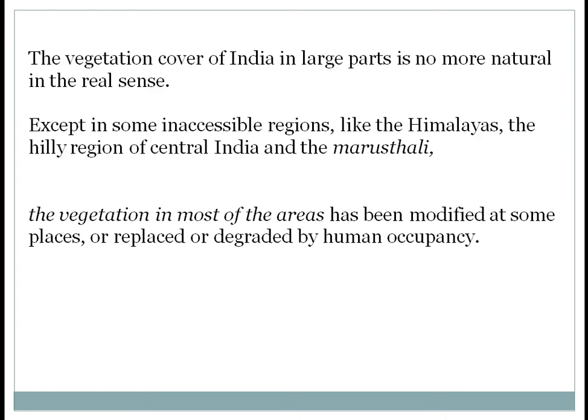Next, the vegetation cover of India in large part is no more natural in the real sense, except in some inaccessible regions like the Himalayas, hilly regions of central India and Marustali. Marustali means the desertic area. The vegetation in most of the area has been modified at some places or replaced or degraded by human occupancy, which means by human activity there is a great loss of natural vegetation.